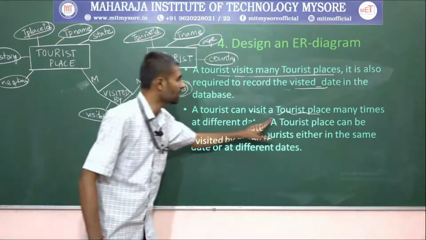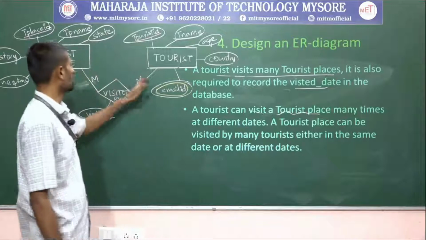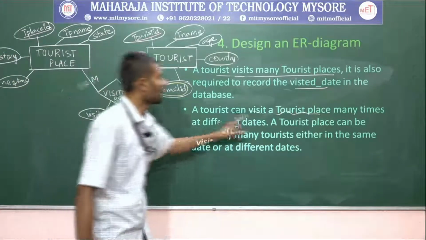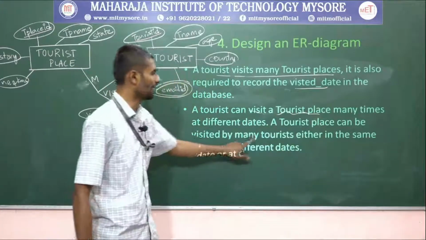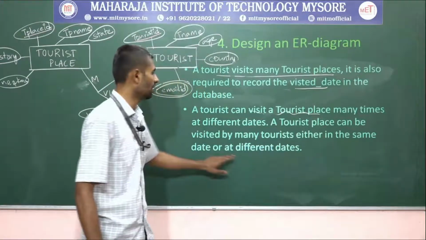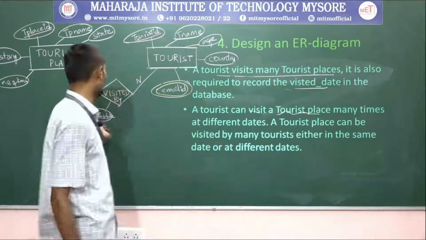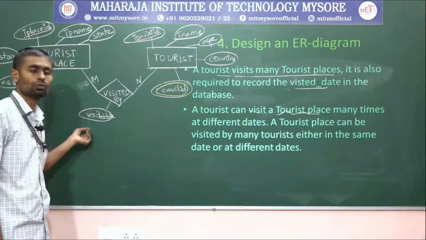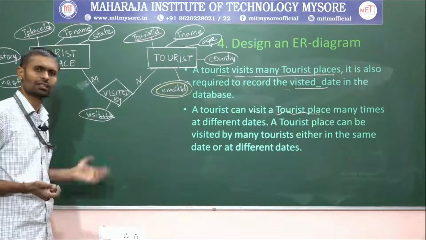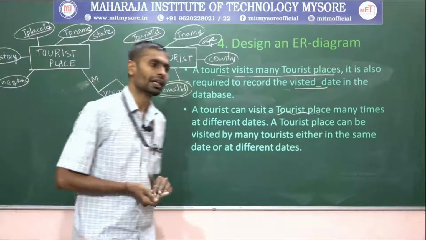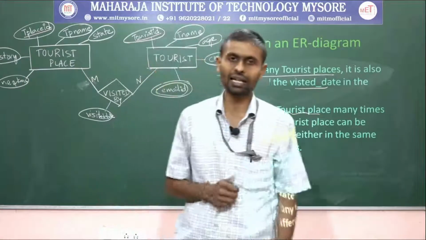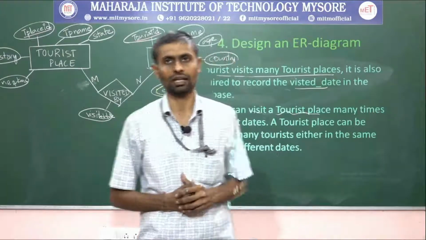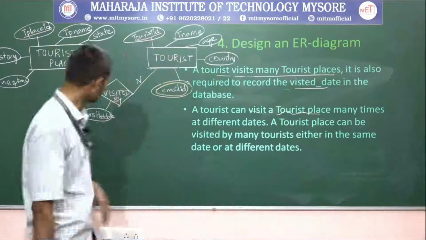A tourist can visit a tourist place many times. Okay, a tourist can visit many times, since it is many-to-many, that we can record. Fine. Next, a tourist place can be visited by many tourists either on the same date or on different dates. No issues. I can record any date as I want, because we have not made it any key attribute here, because in a relationship type we will not record any key attribute, right? If it is having a key attribute, then that becomes what, guys? An entity type most of the time. That's a strong entity type.